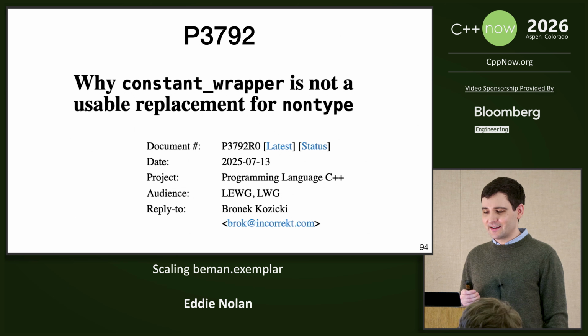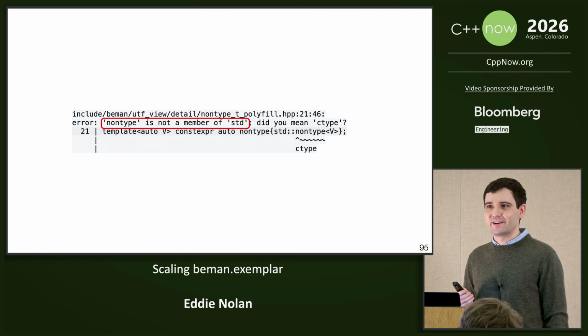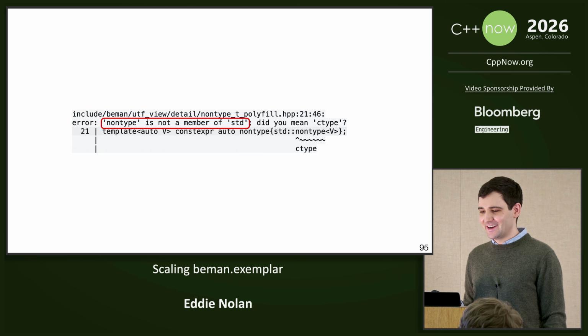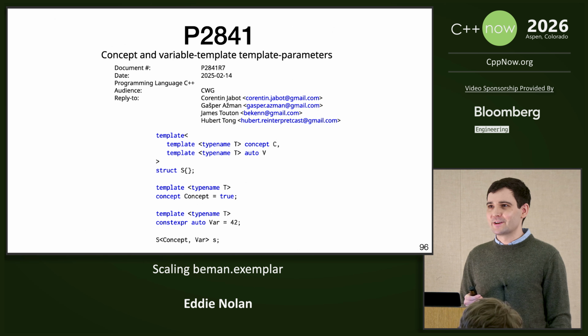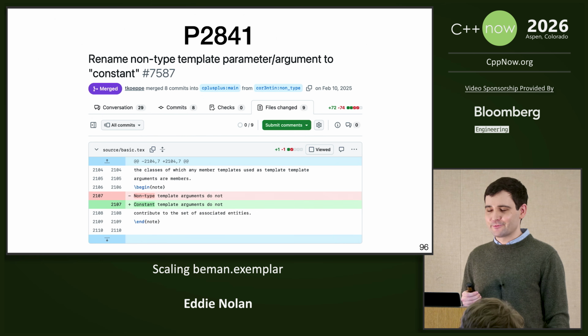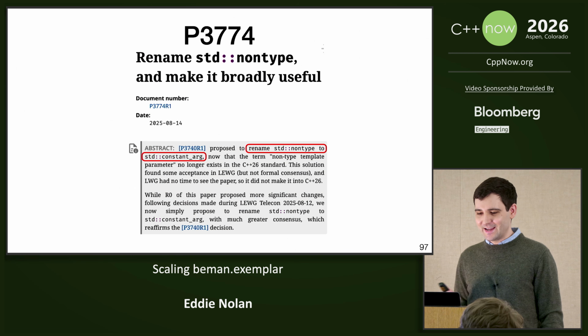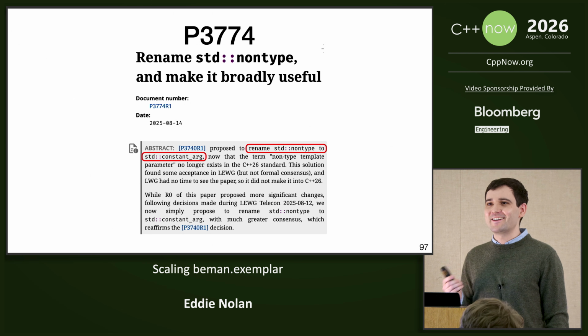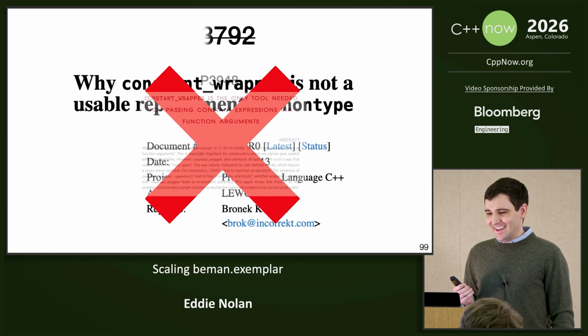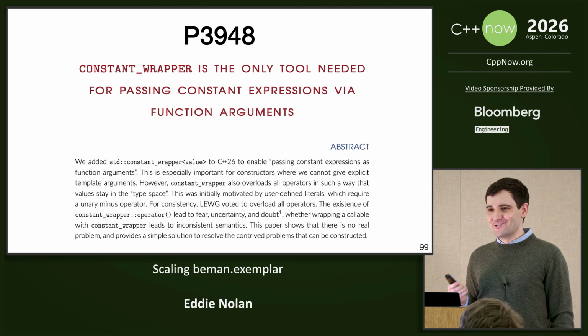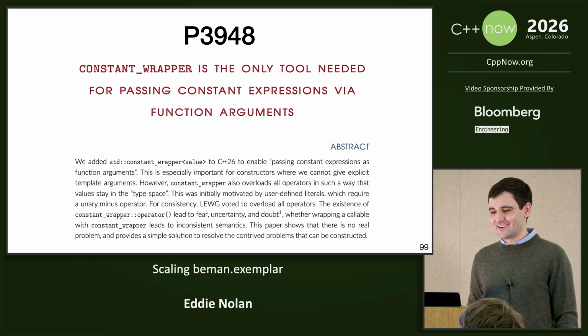And then one day, I got a notification that nontype was not a member of std. And you're probably ahead of me by now. You're probably thinking, oh, I know why that is. It's because we implemented constant template parameters and variable template parameters. So we no longer had non-type template parameters. We had to rename them all to constant template parameters. And so we had a paper to rename std::nontype to std::constant_arg to reflect that. But actually, that's not why std::nontype stopped working in my library. It's because we changed our minds that constant_wrapper wasn't a usable replacement for nontype. And we instead decided that constant_wrapper was the only tool needed for passing constant expressions via function arguments.